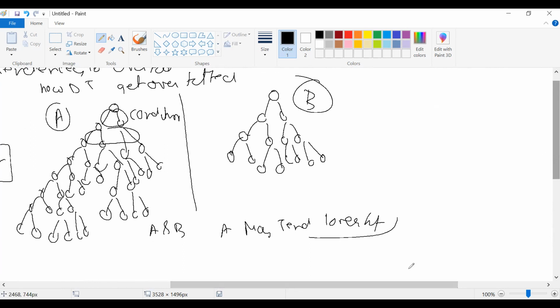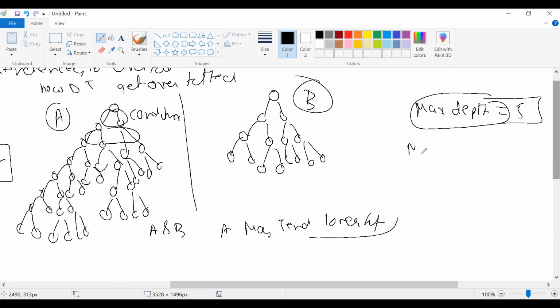Now, if tree can overfit, how can you avoid overfitting? This can also be a question asked. How can you avoid overfitting in decision tree? By controlling your max depth. If you give max depth equal to 5, it cannot grow beyond 5. So you can control overfitting in decision tree by controlling your maximum depth.